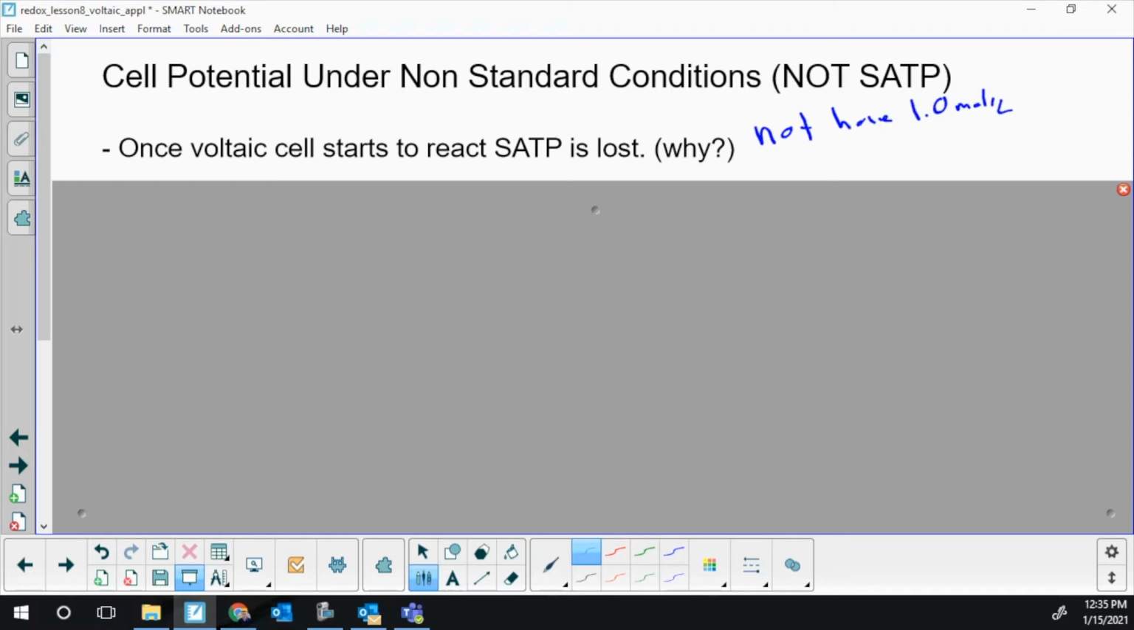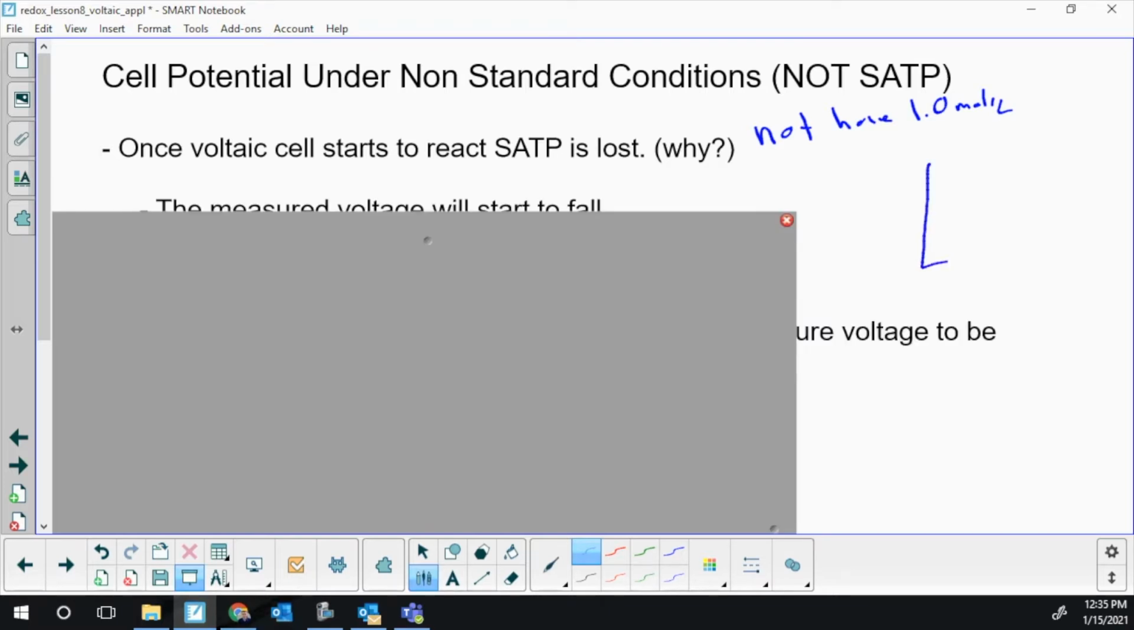You're going to start using it up. So as soon as you start running a battery, you don't get the voltage you'd predict in the table. Okay? The voltage will start to drop. This is not really a testable thing. It's just a connection to real life.